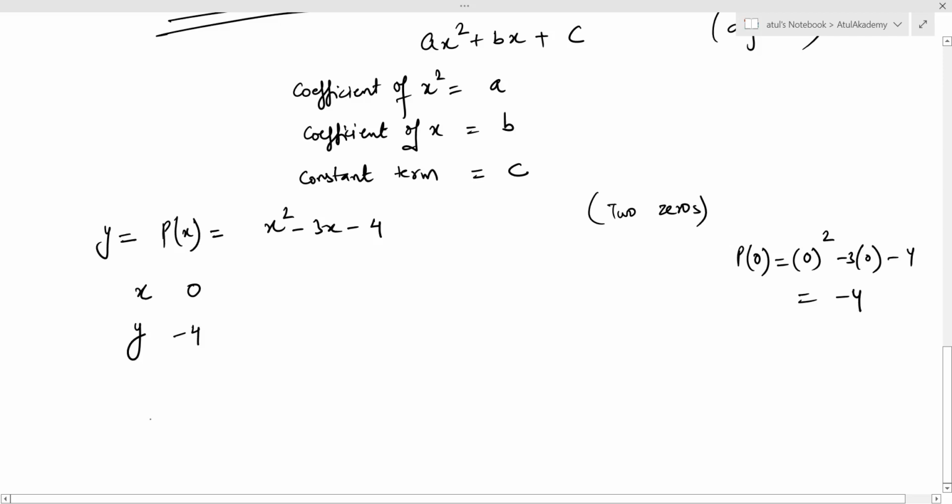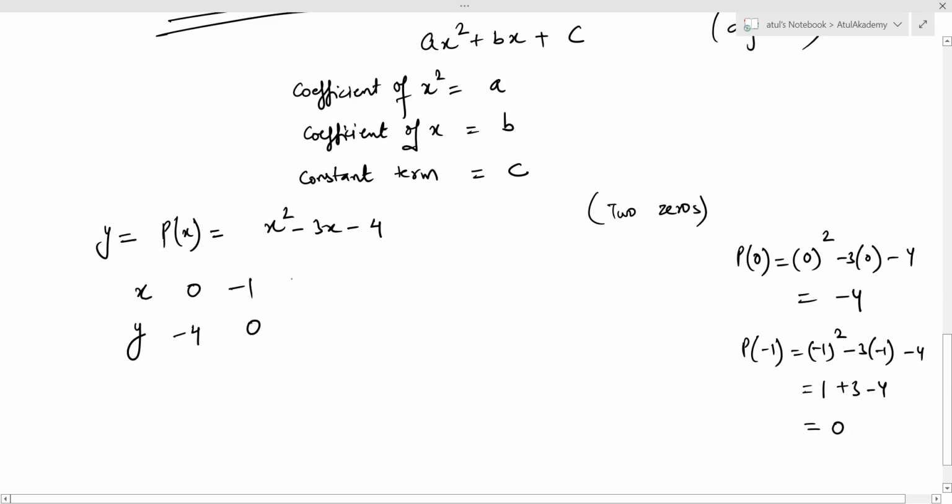When I put x as, let's say, minus 1, it will be minus 1 whole square minus 3 into minus 1 minus 4. It will be 1 plus 3 minus 4, which is 0. So if I put it as minus 1, I'm getting 0.